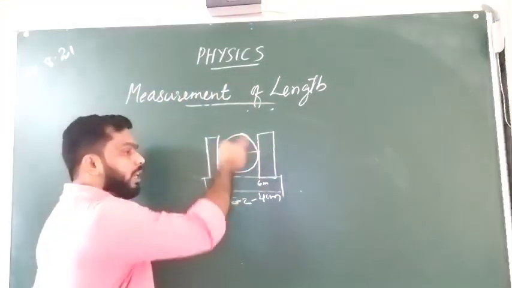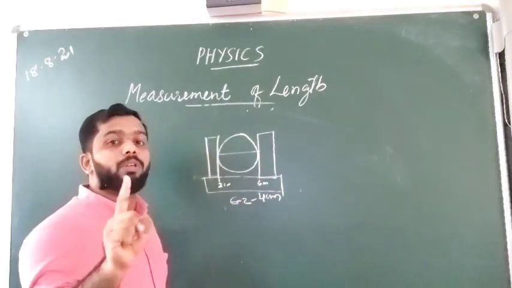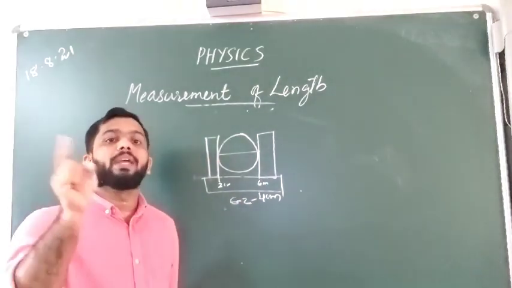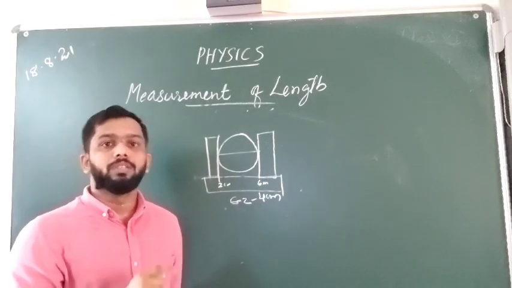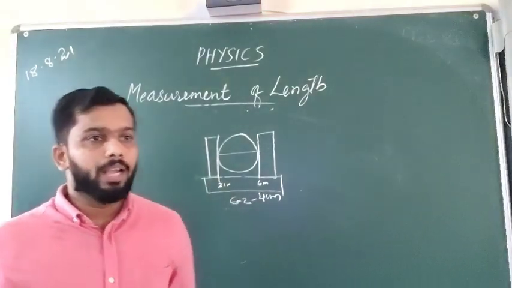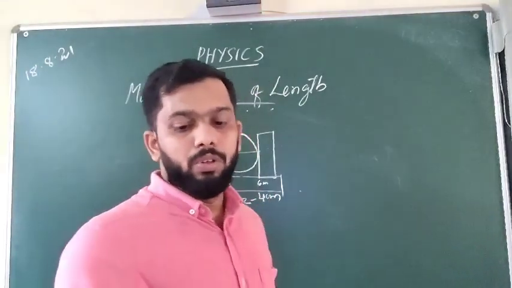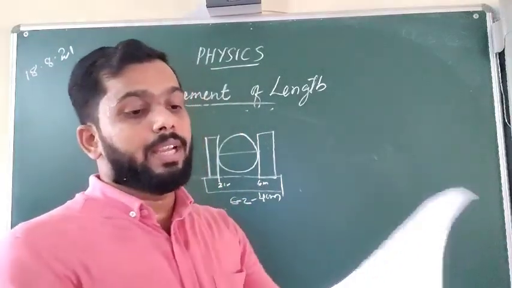So if the object is in round shape also, we are able to use a ruler in order to find out the diameter. Is it clear? Activity 2 is clear now? Now, 2 more activities are there. What is the third one?